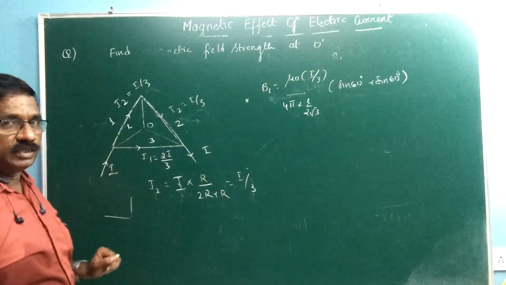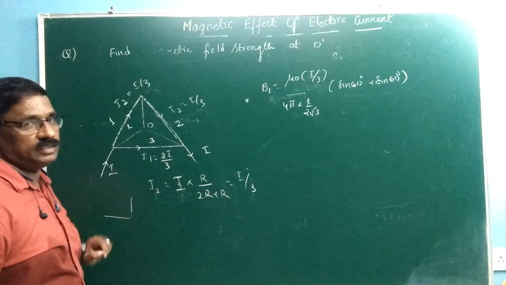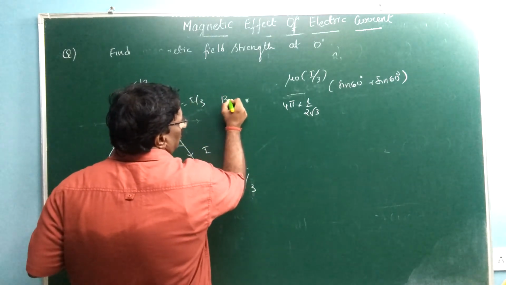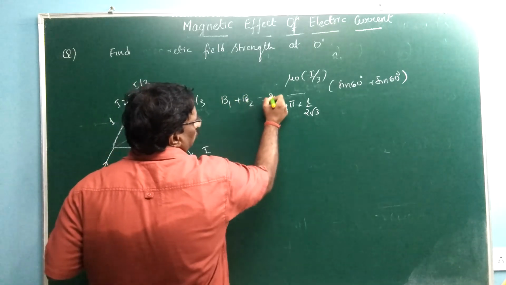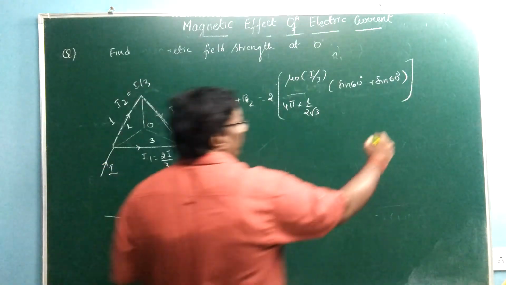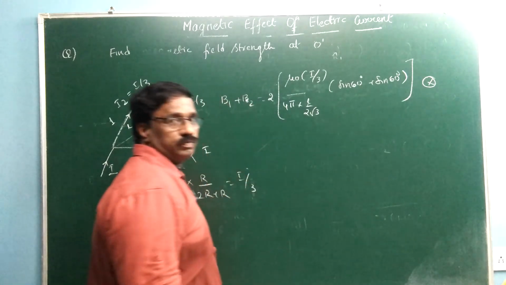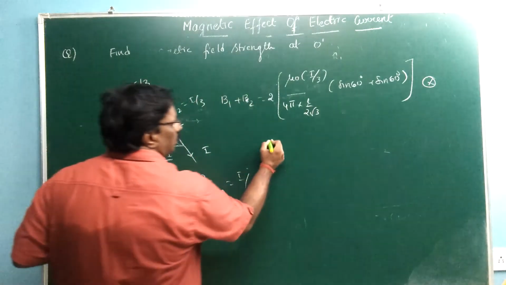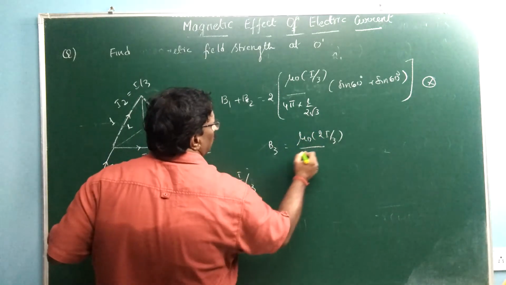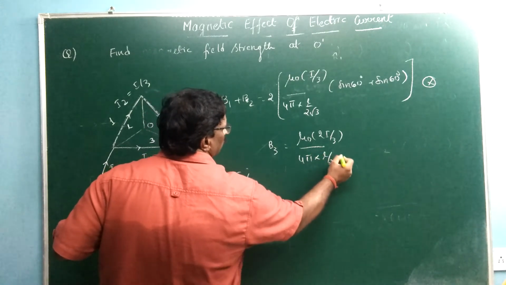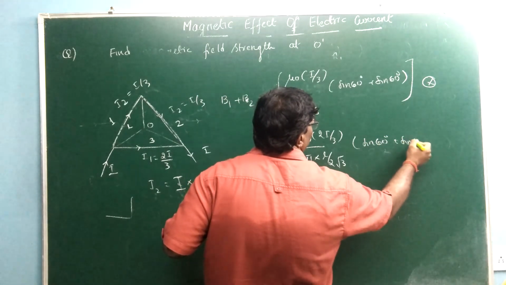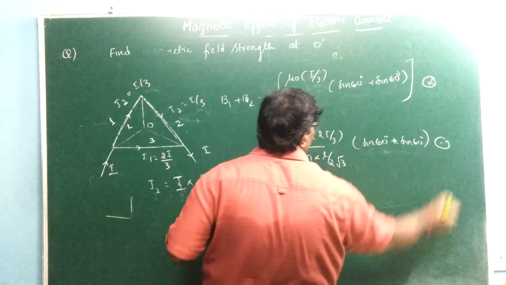Do you know why it is sine 60 plus sine 60? Already we did this, because the angles here are 60 and 60. But this and this are the same. Shall I give 2 times? So B1 plus B2 is 2 times of this one, and it is directed into. Do you know why it is into? Now I want to calculate because of B3. So B3 equals mu0 into twice I by 3, 4 pi into L by 2 root 3 into sine 60 plus sine 60, but directed out.